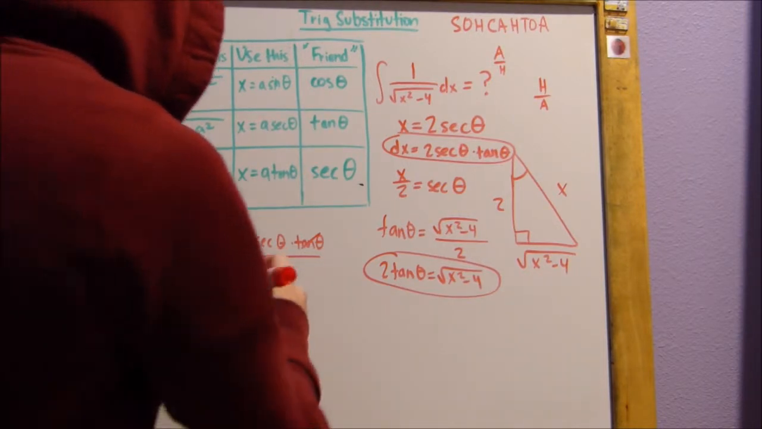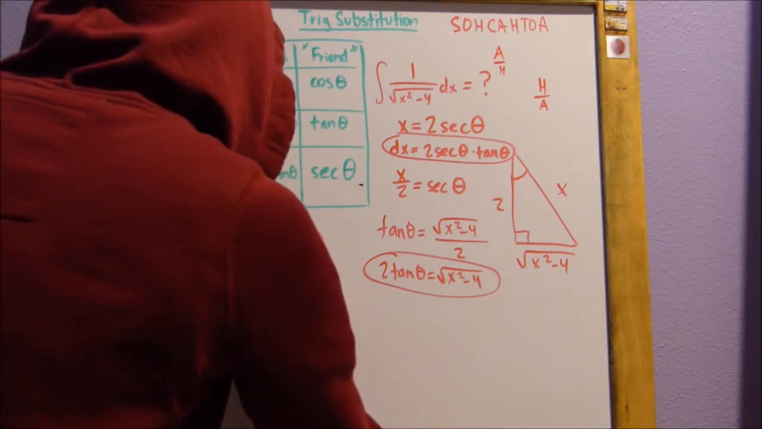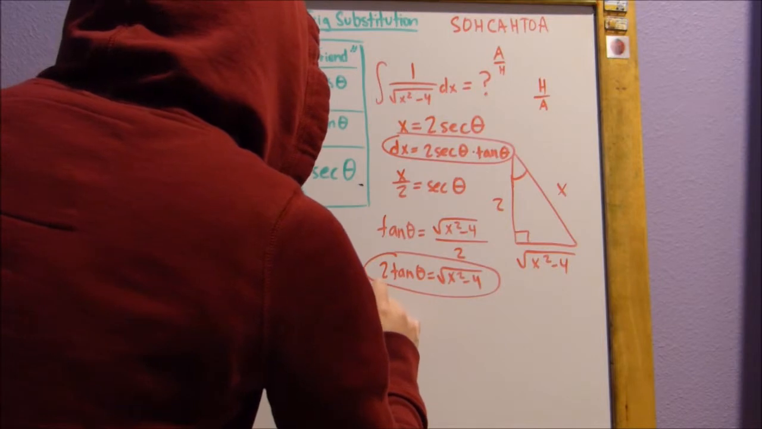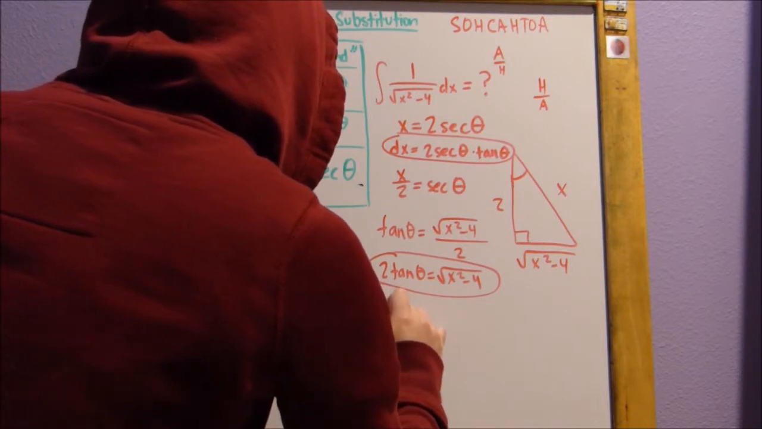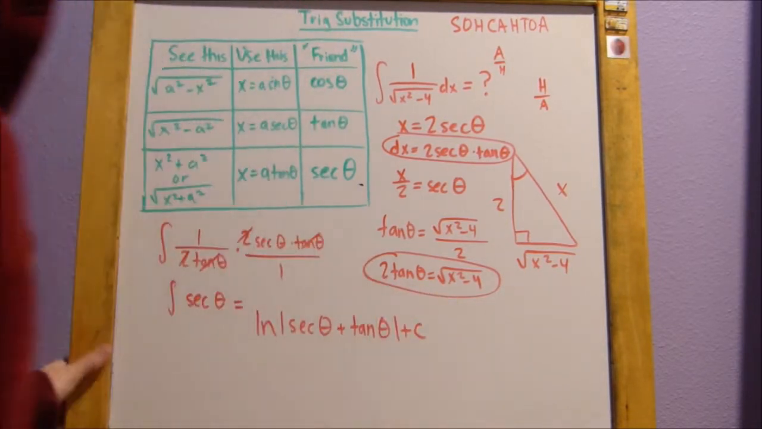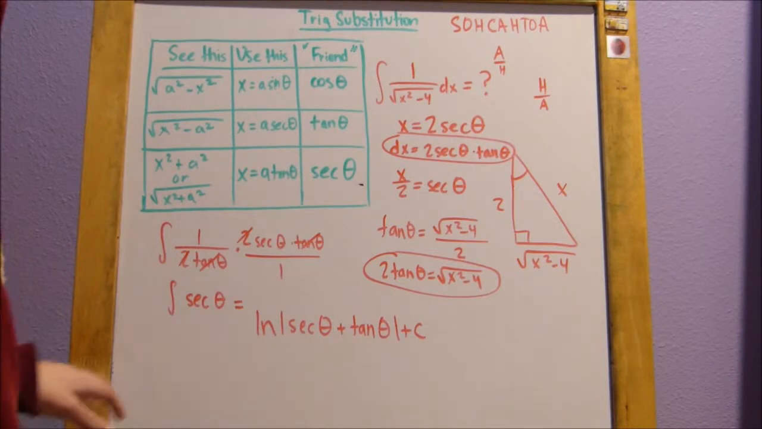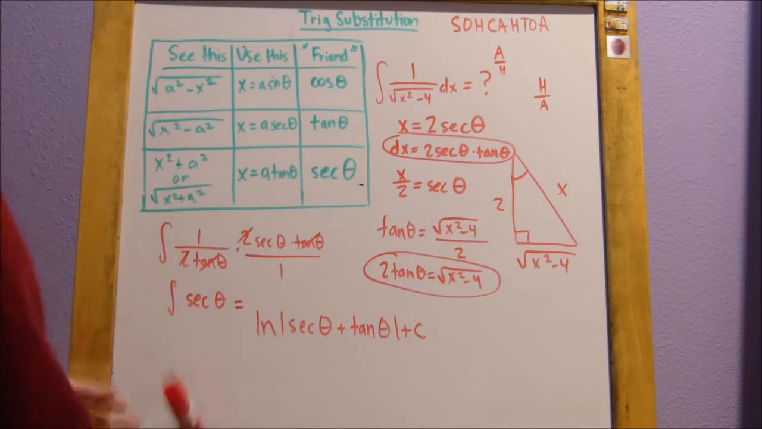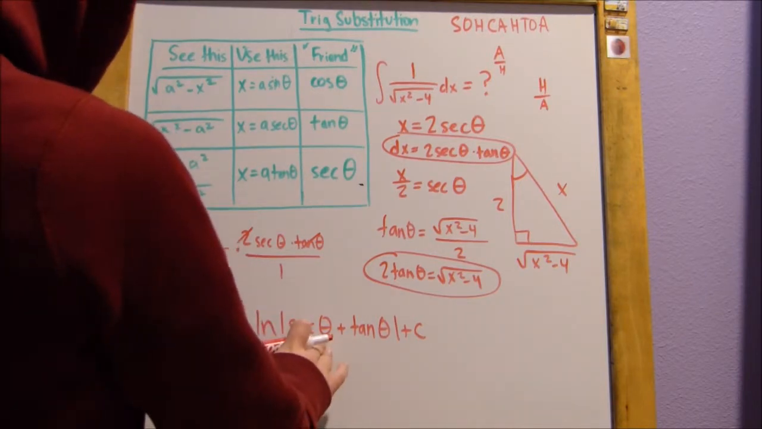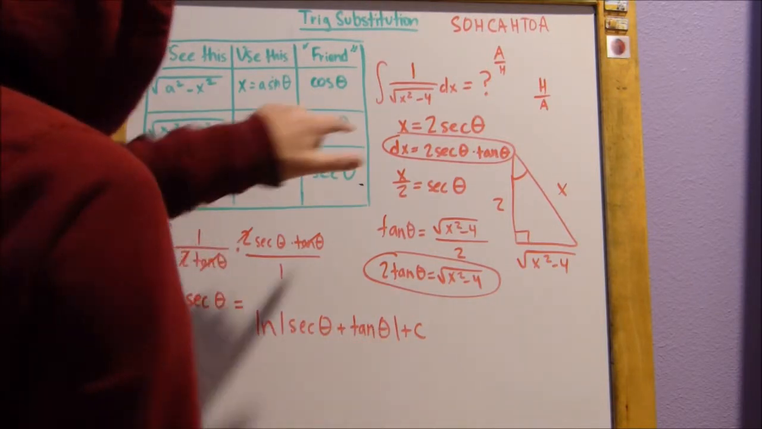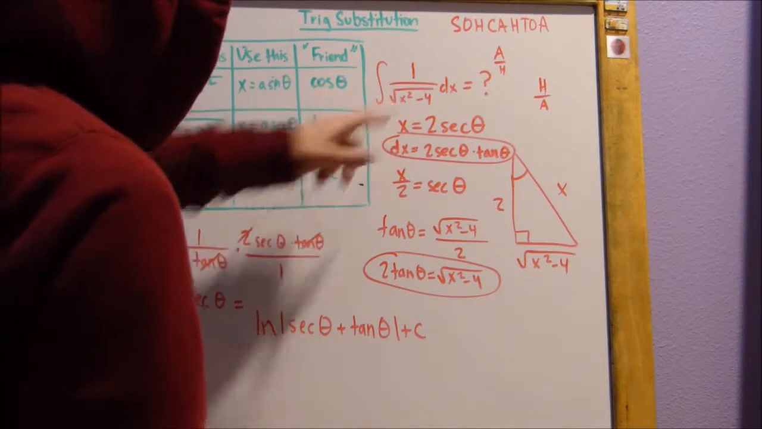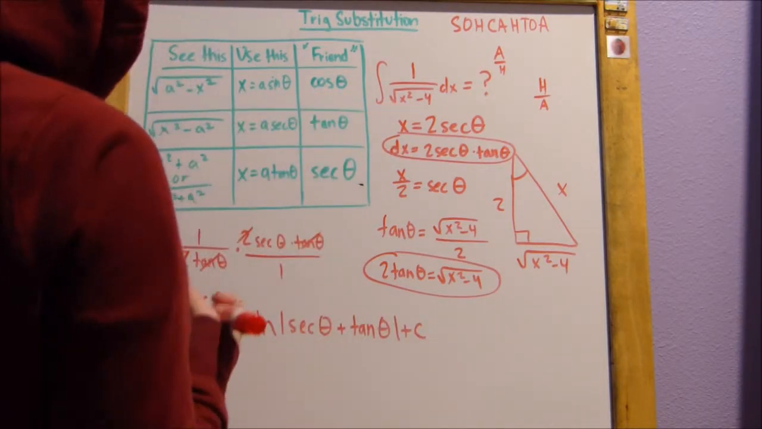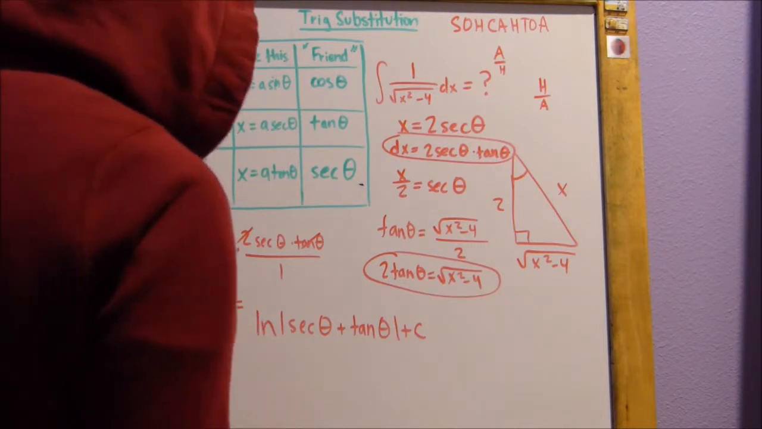Now, the integral of secant of theta is ln of secant of theta plus tangent of theta. This is a fairly known integral, but if you don't know that, that's what it is. But you see, we can't just leave this as secant of theta and this as tangent of theta. We were given it in terms of x. This would be like if you were to do u substitution and you were to leave it in terms of u. You just can't do that.